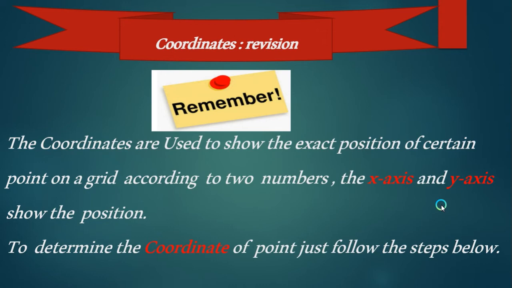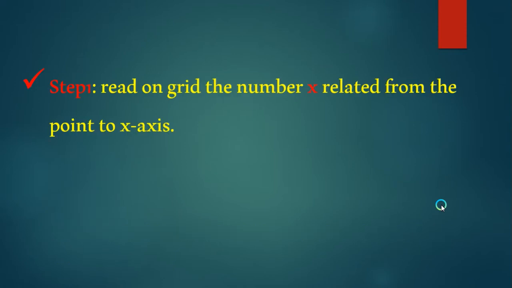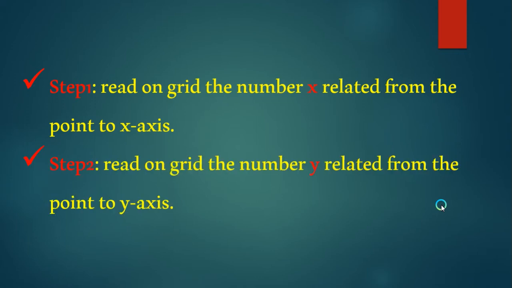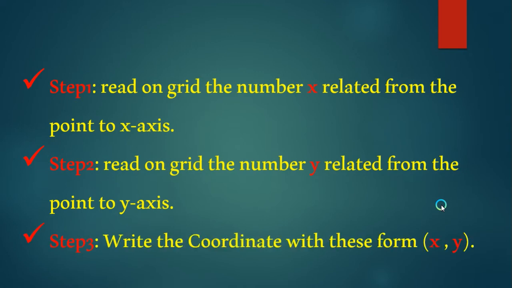To determine the coordinate of a point, just follow the steps below. Step 1: read on the grid the number x related from the point to the x-axis. Step 2: read on the grid the number y related from the point to the y-axis. And last step, write the coordinate in this form. What does this form mean? That means starting with x on the first side, left, and y on the right side, that means y-axis.